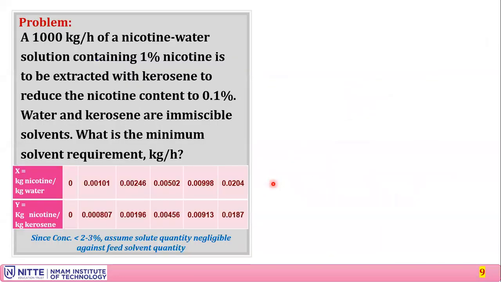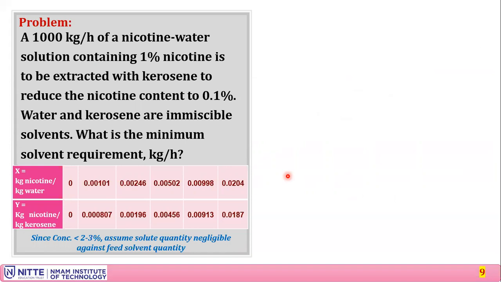Okay, here is the problem. This is one of the common, simple problems that you can get, a single stage operation. Read it, pause for a second and read it. Alright, let us see how we solve the problem.